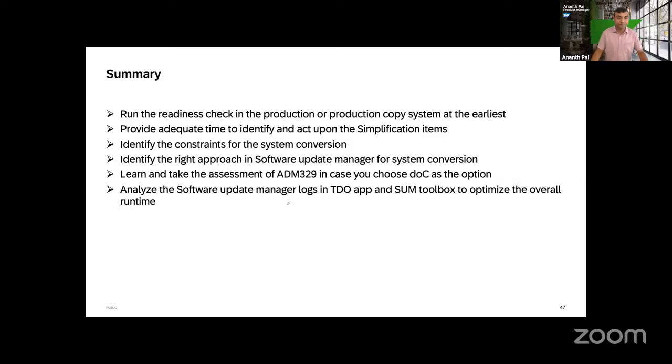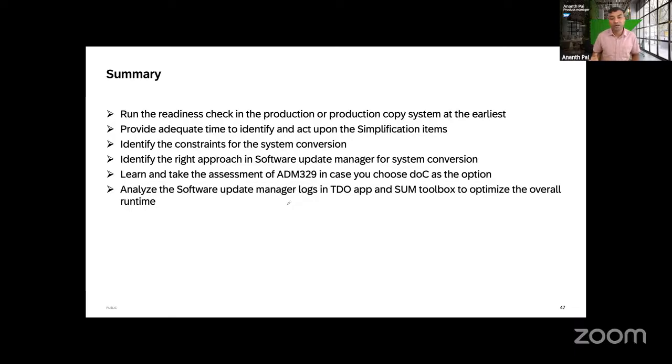To summarize, the first and foremost thing is you'll have to run the readiness check in your production or a copy of production system at the earliest, because based on this, you may have some additional pre-projects or data consistency issues that need to be fixed in the system even before you start your conversion project itself. Or you may have a situation where you have to interact with your third-party vendors to identify what is a roadmap for certain third-party add-ons. So please allow yourself at least 6 months of time for understanding, analyzing and identifying what needs to be done based on the output of the readiness check while it is run in the production system.